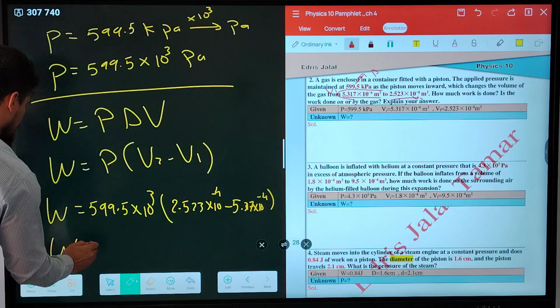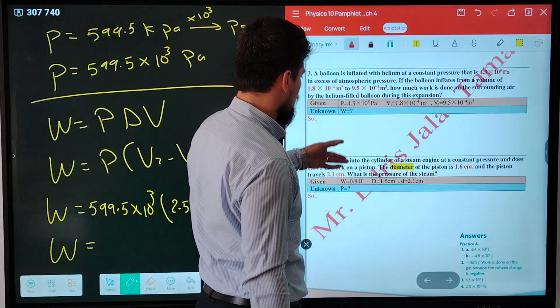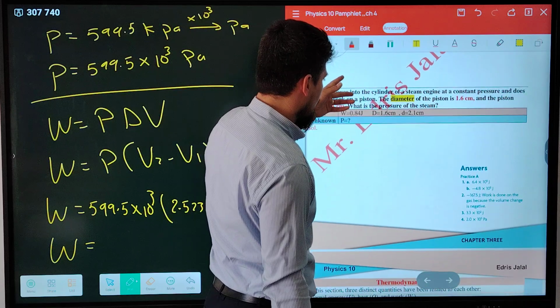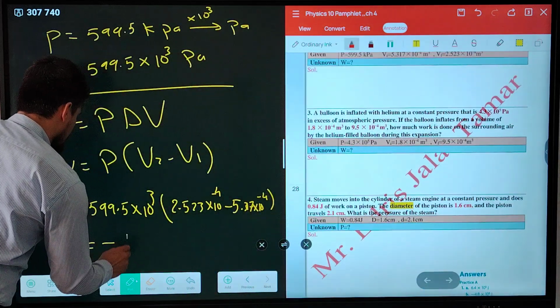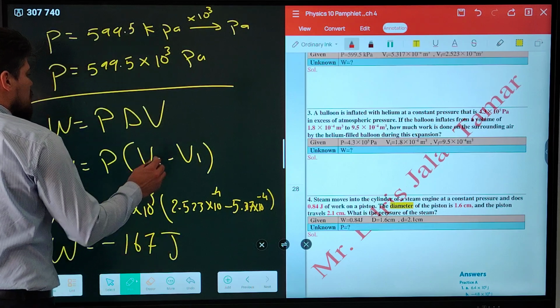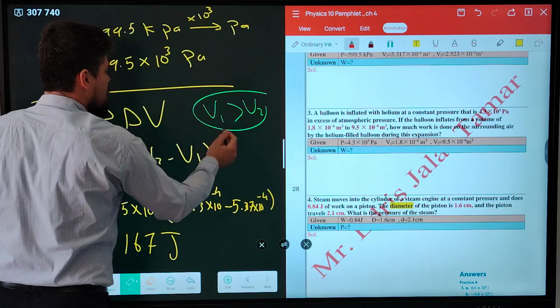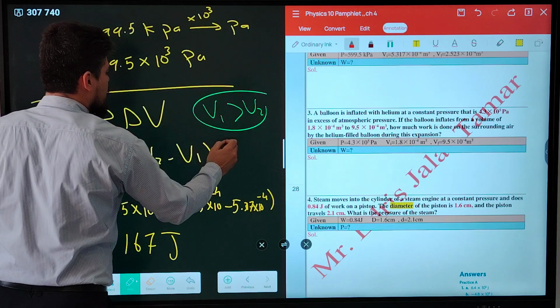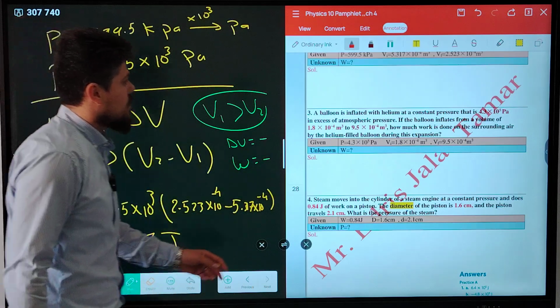By calculator, you can determine the value of the work in question 2, which is equal to negative 165 joules. Why? Because V1 is bigger than V2. When V1 is bigger than V2, it means that it is compressed. For the compressed case, delta V is negative. Work done also is negative.